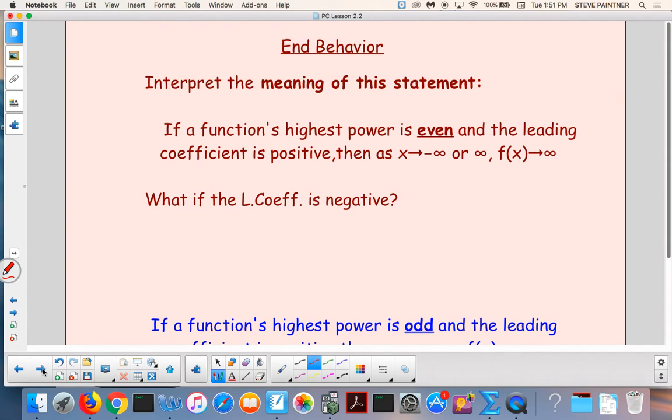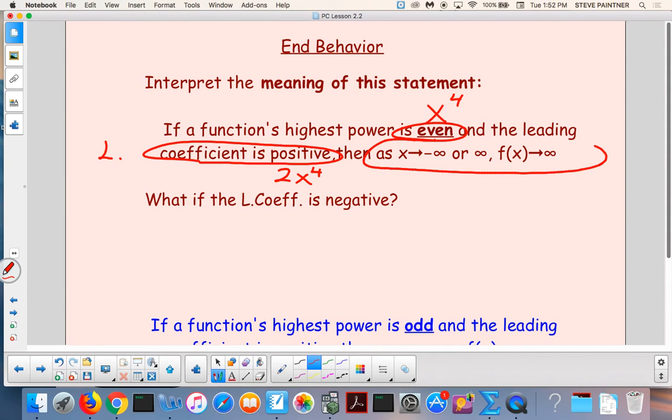I was just talking about end behavior. Now we're talking about it for sure. Interpret the meaning behind this statement. Listen to this. If a function's highest power is what? Even. Like for instance, this. X to the 4th. And the leading coefficient is what? Positive. Leading coefficient is positive, like 2 x to the 4th. Then this is true. But how do you read that?